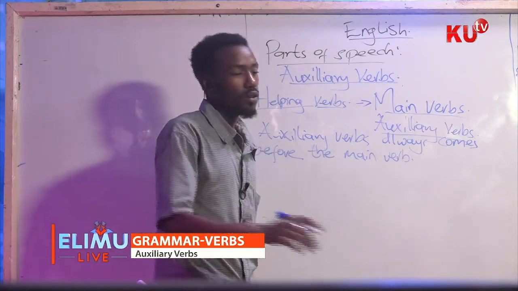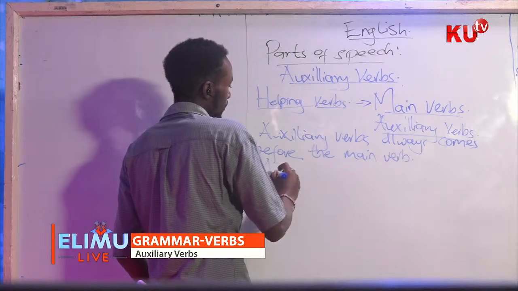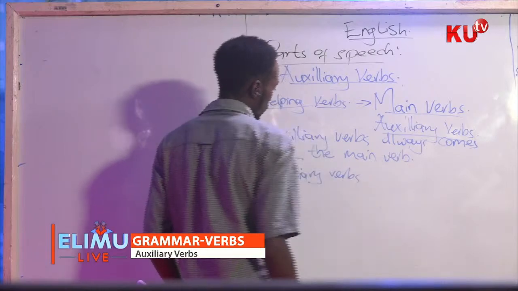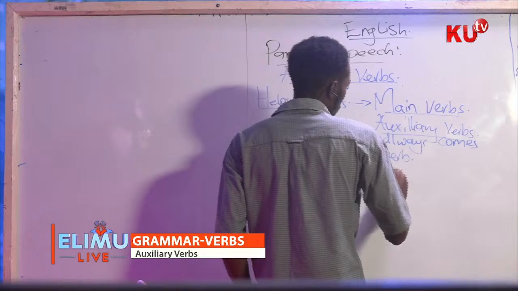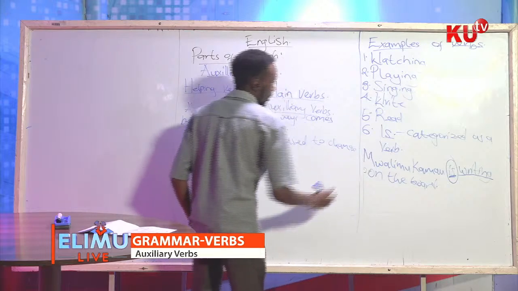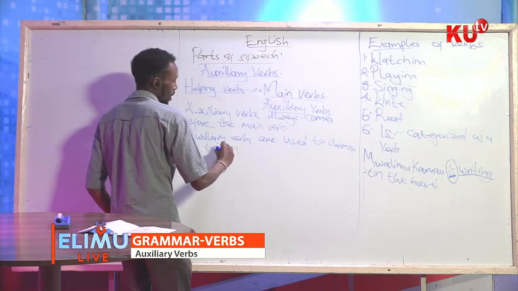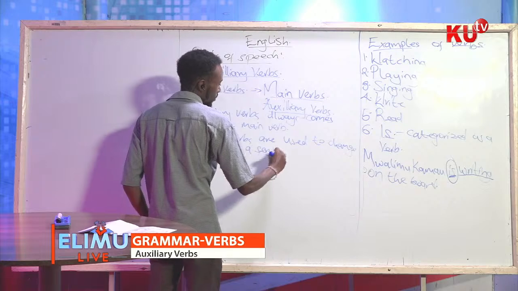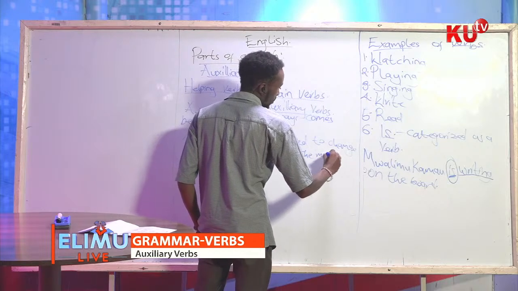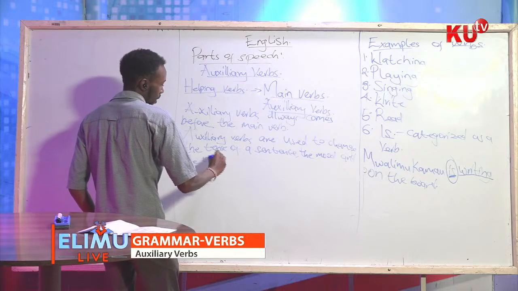And as we have seen on your screen, the auxiliary verbs are used to change the tense, the mood, and the voice in a sentence.